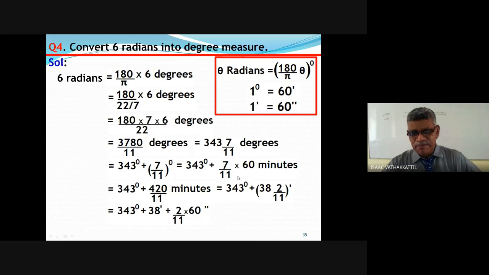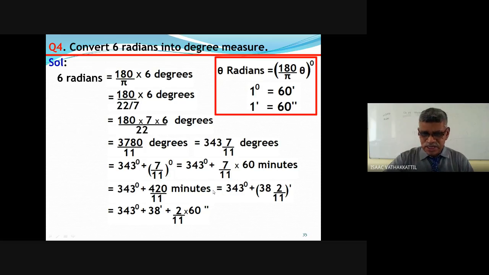The 2 by 11 minutes, I am going to multiply by 60 and convert into seconds. 1 minute is 60 seconds, so 2 by 11 minutes is 2 by 11 multiplied with 60 seconds.